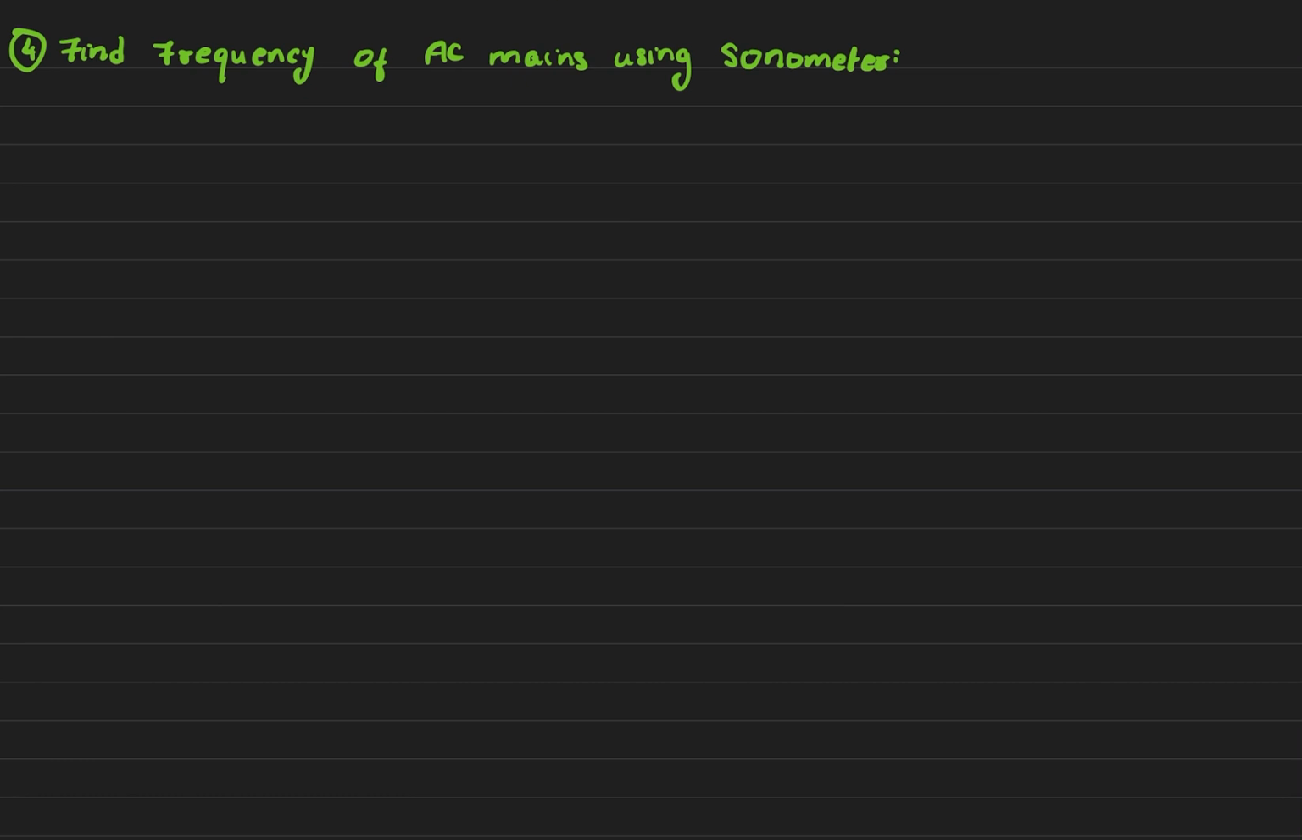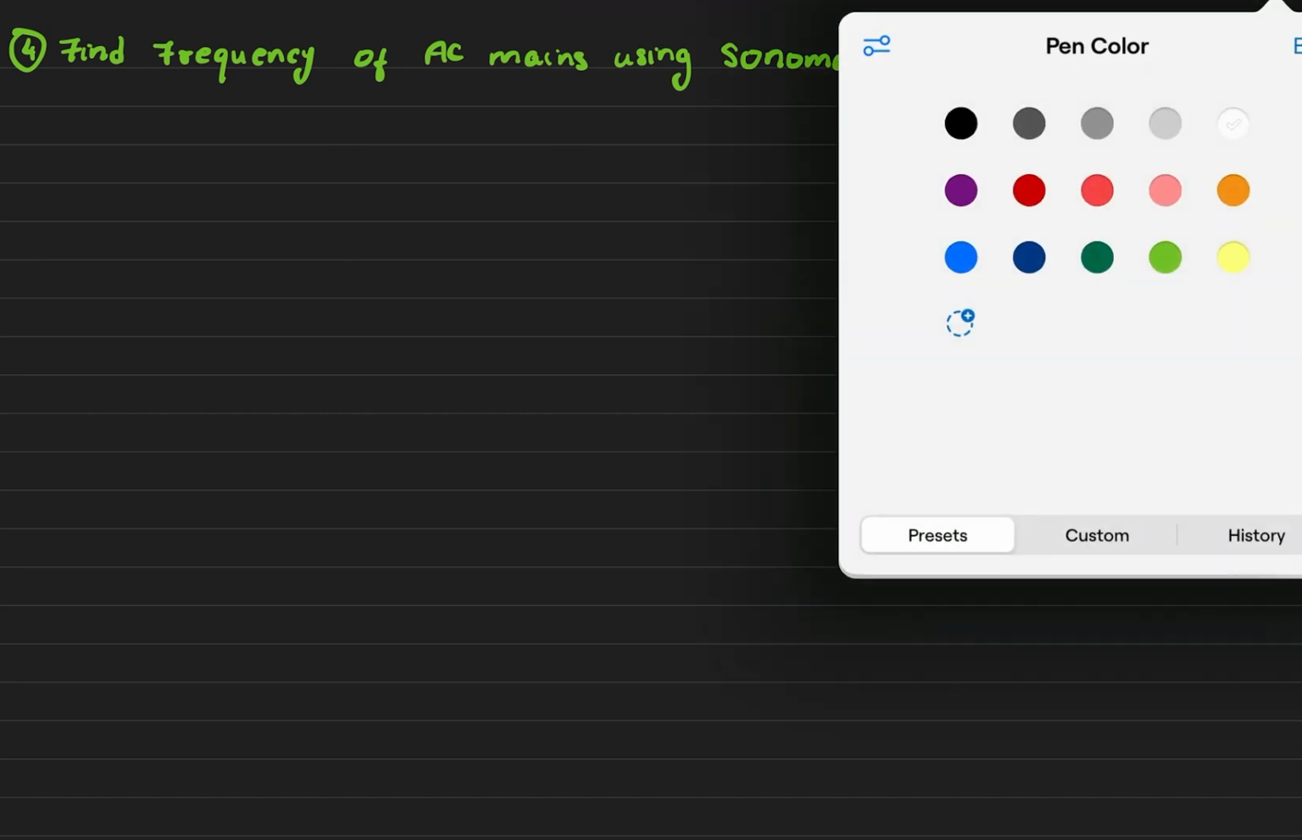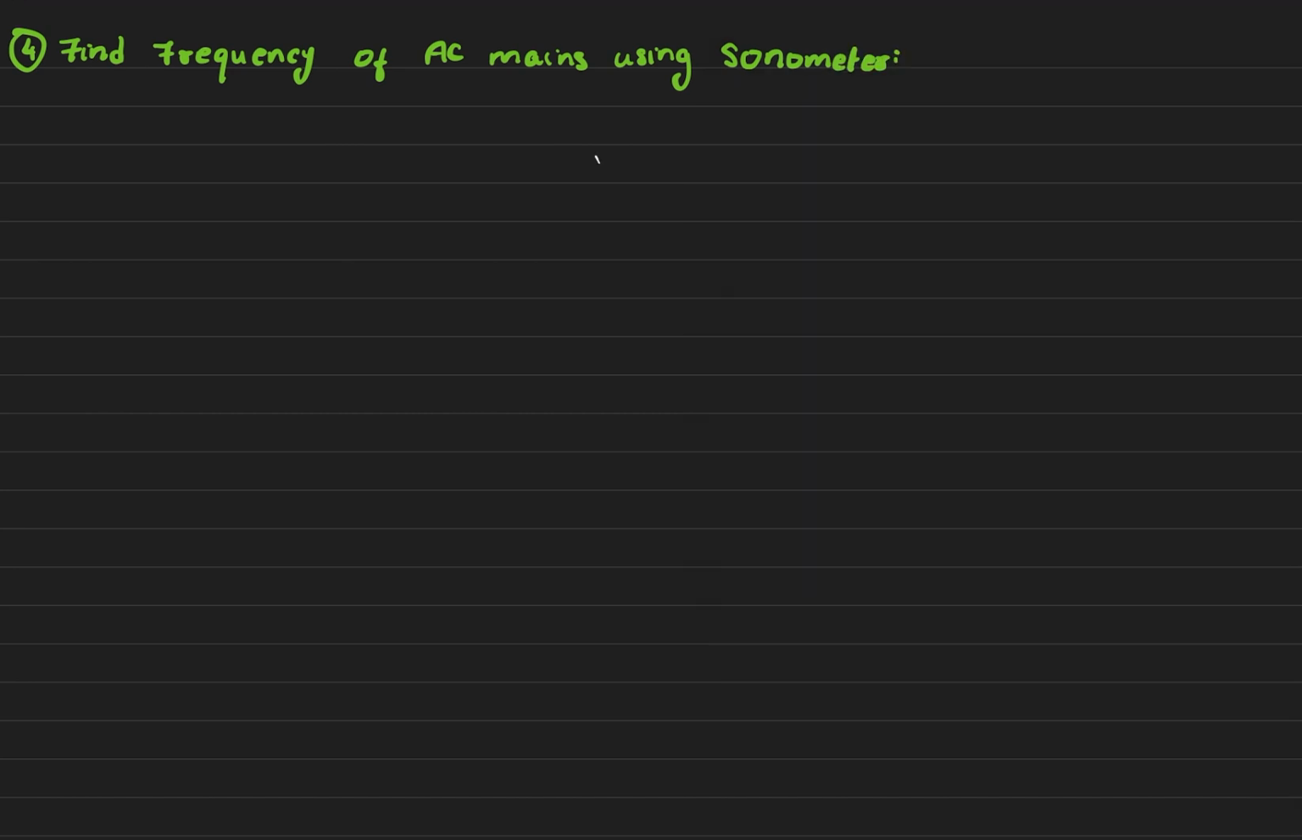Now you have the frequency of AC mains using a sonometer. In this experiment, you are going to use a sonometer. A sonometer is nothing but a device where a wire will be present here, you're going to put different weights here, and then you're going to measure the vibrating frequency.